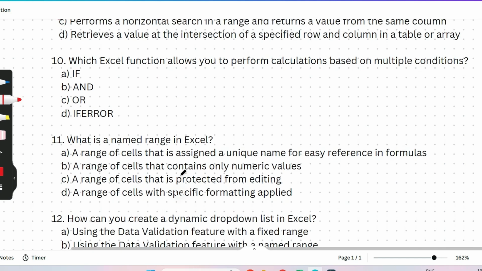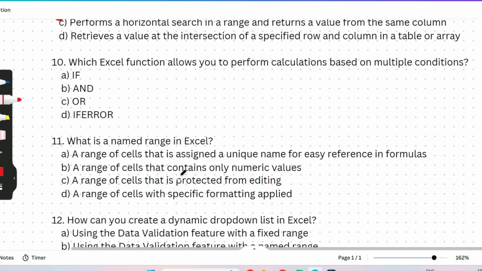The next question is: which Excel function allows you to perform calculation based on multiple conditions: if, and, or, if error? This is a recent question, so I hope you give importance to these questions. Actually, this seems to be very easy, but this was actually asked. I hope you understood what the question is. The correct answer will be and. If you use and, then it allows you to perform calculation based on multiple conditions.